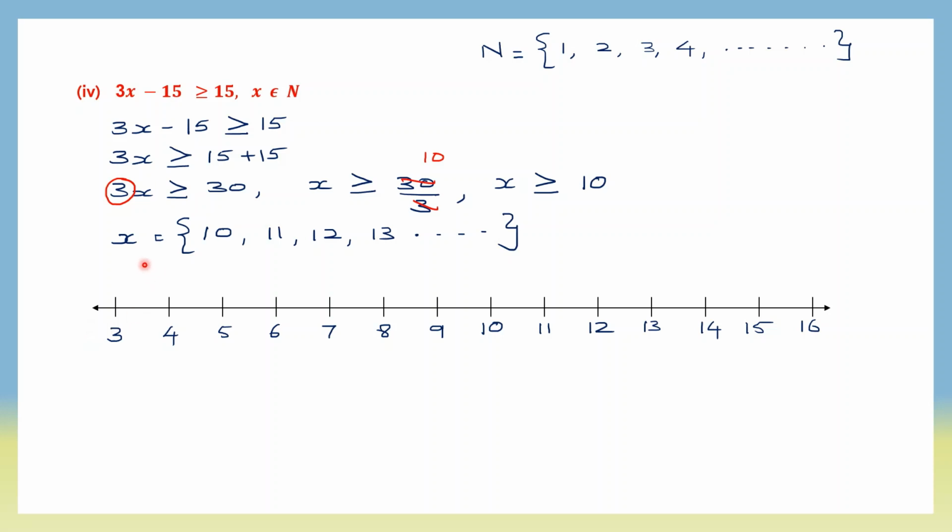Okay, now let's mark the solution set. The values of x, let's mark on the number line. So let's start with 10. So we have 10 here. And then we have 11, and then we have 12, 13. Now go on, 14, 15, 16. Now, what does this say? It says x is equal to 10, 11, 12, 13 and it's going on. Okay, so we are not stopping at 16.